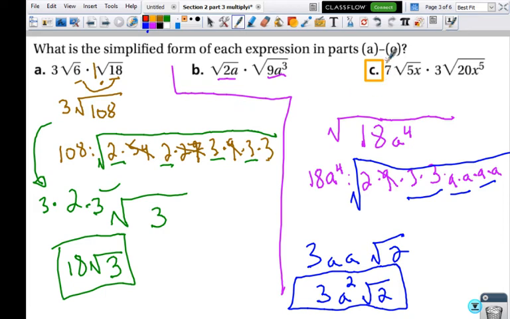All right. I want you guys to do C. Do part C on your own. We'll check it. This one's a little bit tougher. It's a little bigger.